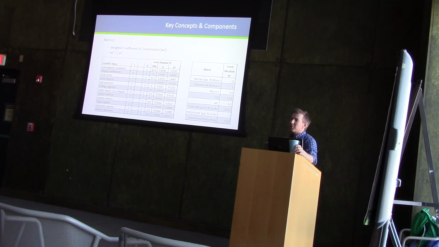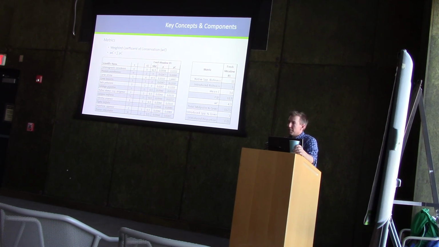So let's talk about metrics a little bit. I'll try to stick to my time here. So I mentioned earlier that we've been looking at this weighted coefficient of conservatism metric, this weighted C. And when we say weighted, it's weighted by cover, weighted by abundance.